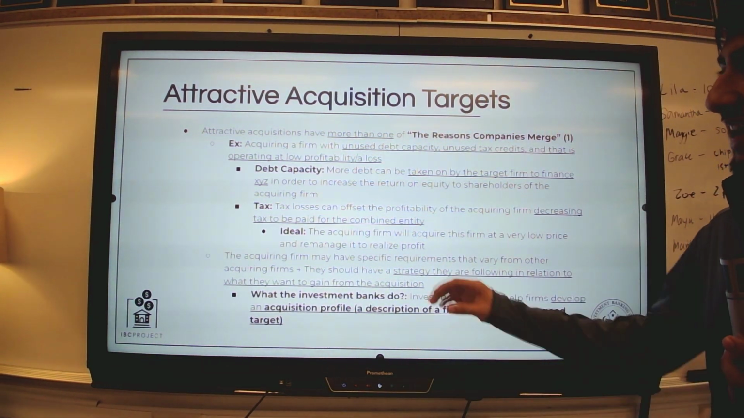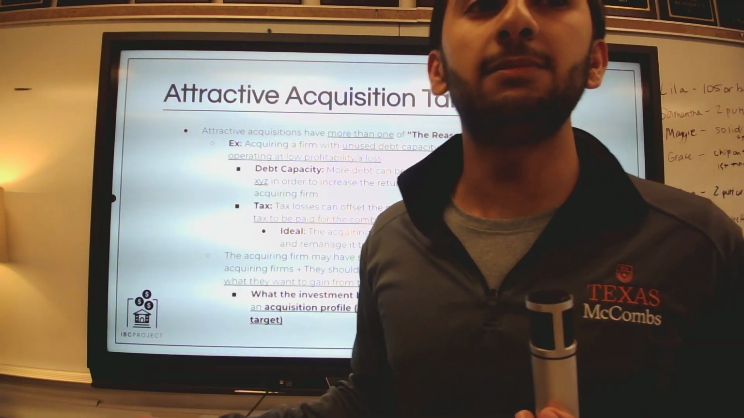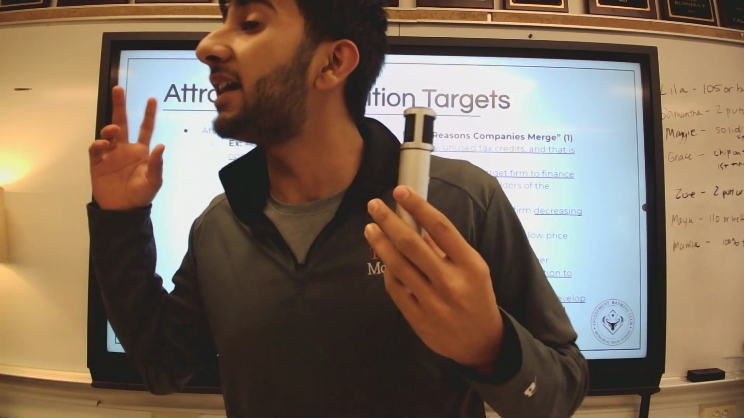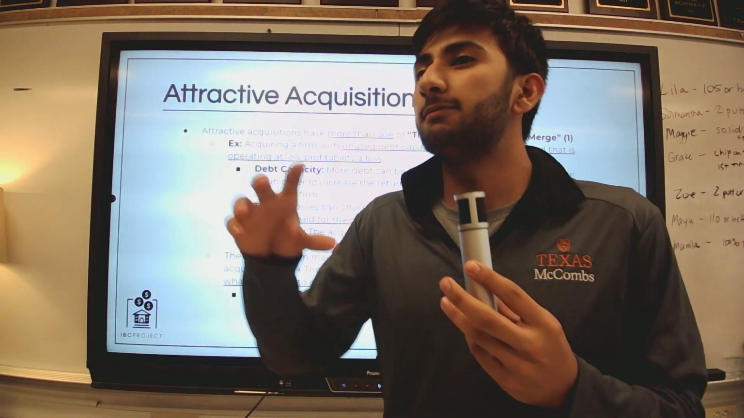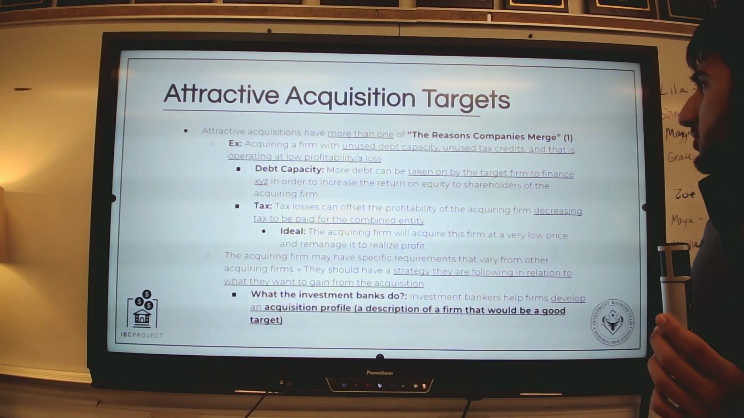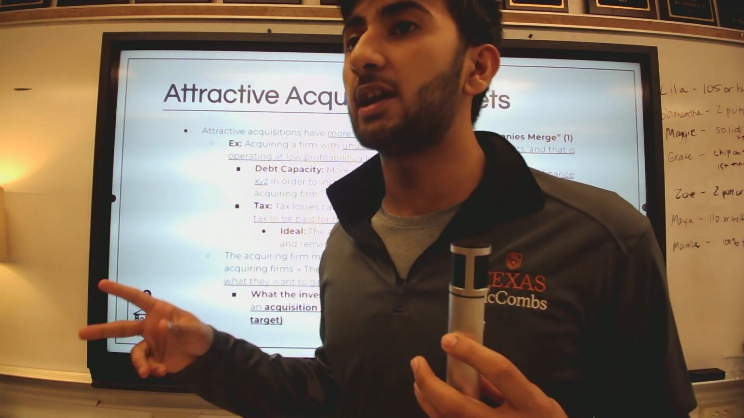Okay. Attractive acquisition targets. Like I did mention, when a big company is scouting for a smaller company it can merge with, or actually acquire, it's going to make a list of requirements that it wants from that company. So attractive acquisitions have more than one of the reasons that a company merges.